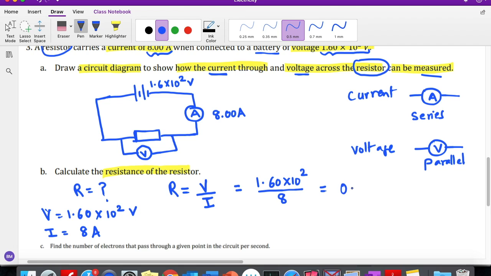This will come out to 0.2 multiplied by 10 to the power 2, which will be equal to, R will be equal to 200. We will get 2 into 100, which gives 200, and there is one decimal point, so we will get it as 20 ohms.